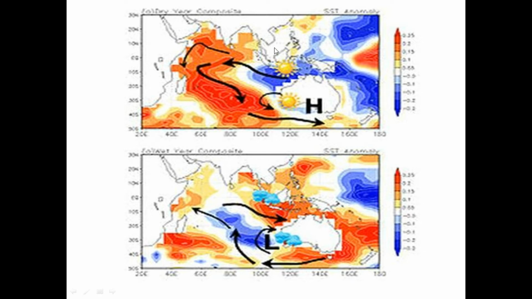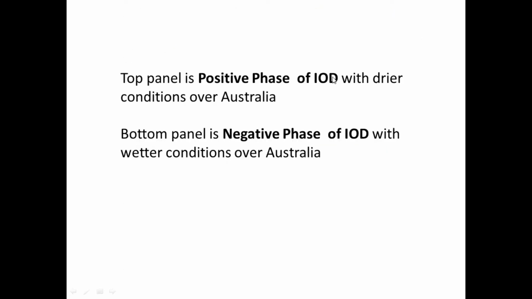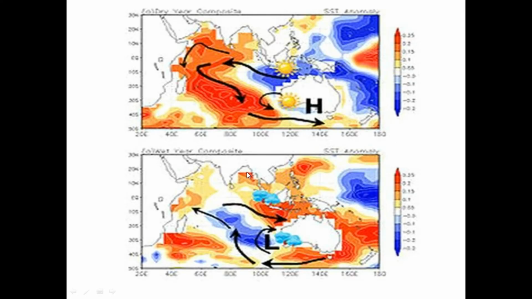But this is obviously the negative phase down here. This is the positive phase in the upper panel. Okay, top phase with drier conditions over Australia. Bottom panel is negative phase with wetter conditions over Australia. Right, there you go. Low pressure system brings precipitation, high pressure, sunny days.